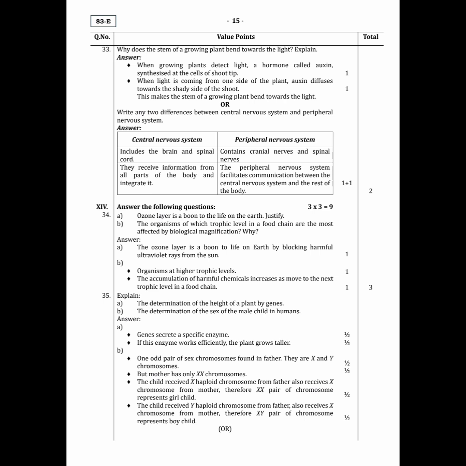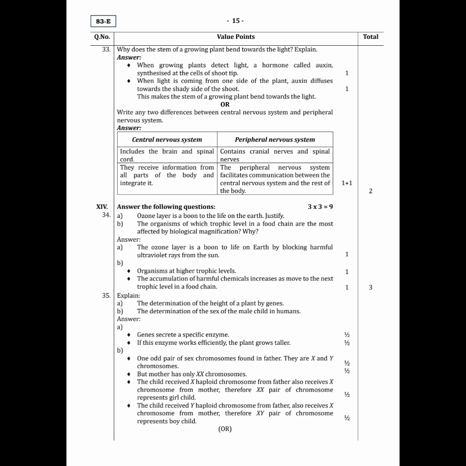Next main, answer the following questions. Question number 34, sub-question A. Ozone layer is a boon to the life on the earth. Justify. Answer is, the ozone layer is a boon to the life on earth by blocking harmful ultraviolet rays from the sun.